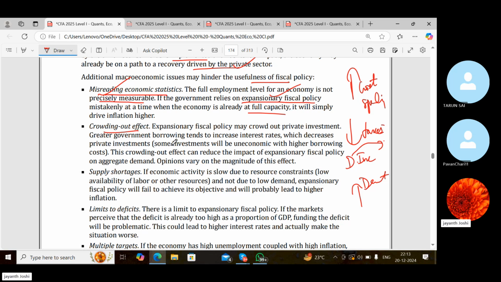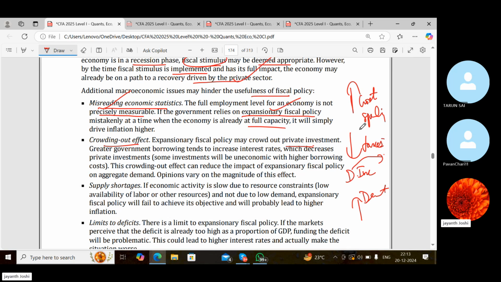Crowding out effect we have already discussed. Expansionary policy may crowd out private investment. See what happens because of the expansionary policy. What do you mean by this crowding out effect? Please try to understand this concept. Crowding out effect occurs when increased government spending leads to reduction in private sector spending.